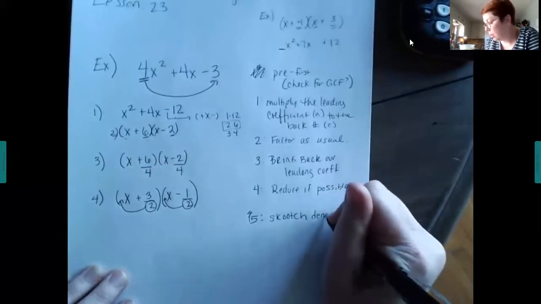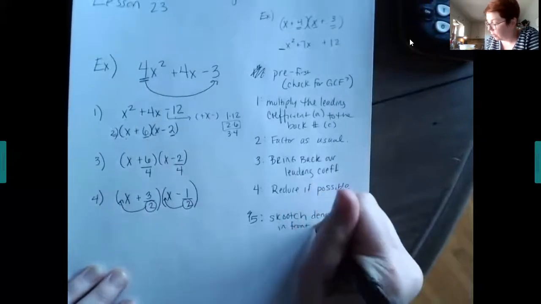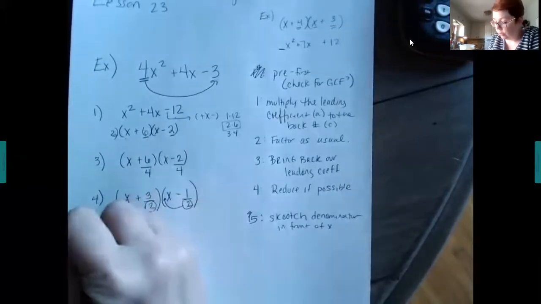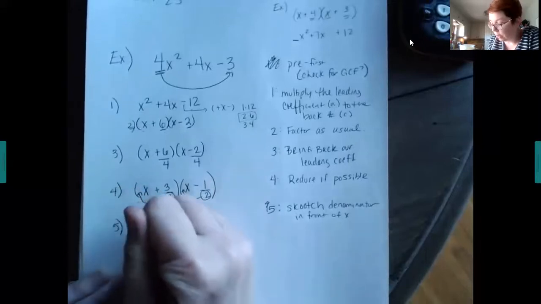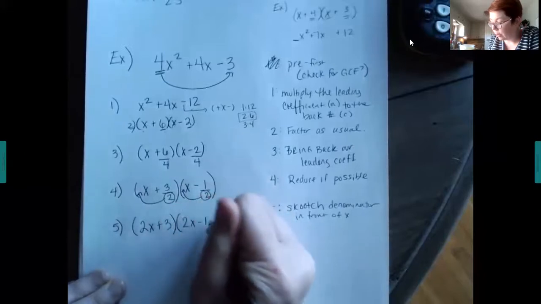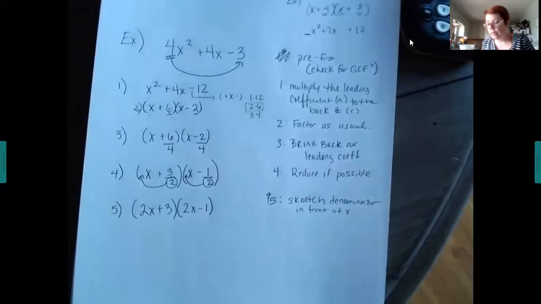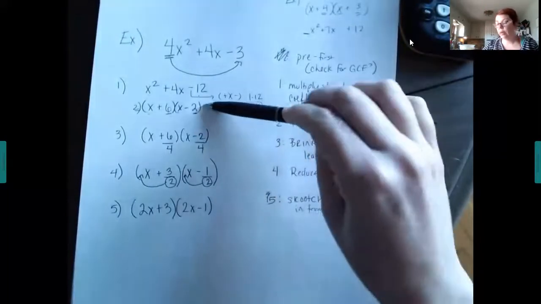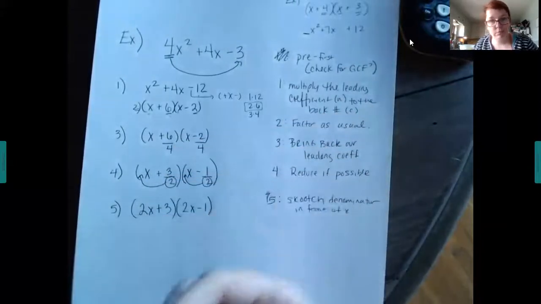Scooch the denominator in front of x. So your final answer, you scooch this in front, will be 2x plus 3 times 2x minus 1. Ta-da! Seems like a long process. And you know, it is at first, but we've done this, right? We've done this. And once you do that, you just scooch. So that's not too bad.